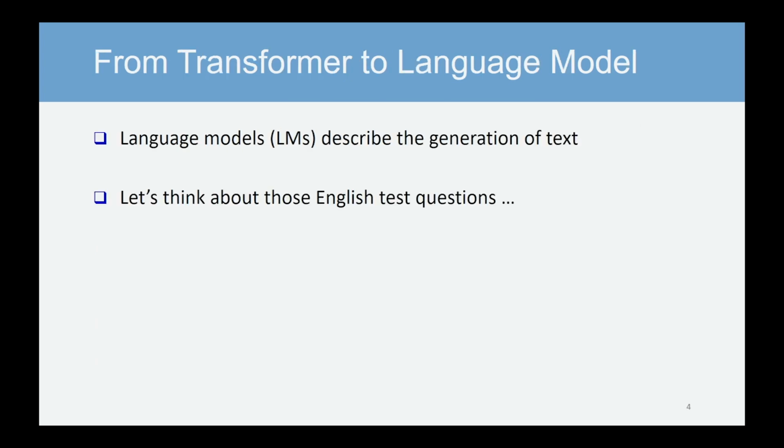So let's focus more on how we can train a transformer to become GPT models. One thing we need to understand is language modeling. A language model basically describes the generation of text, how we write, read or speak all these English sentences. So this is the basic idea of language modeling.